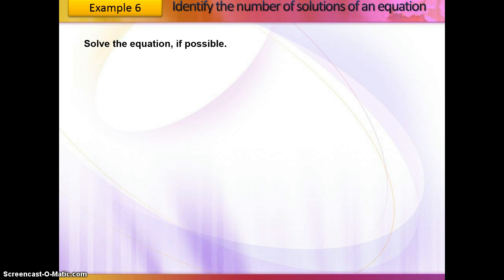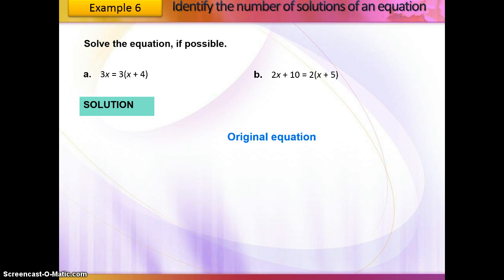Example 6. Identify the number of solutions of an equation. Solve the equation if possible. In example A, I am given 3x equals 3 times the quantity x plus 4. First, I'm going to write the original equation. I'm going to use the distributive property and multiply 3 times x plus 4 on the right side. This will give us 3x equals 3x plus 12.